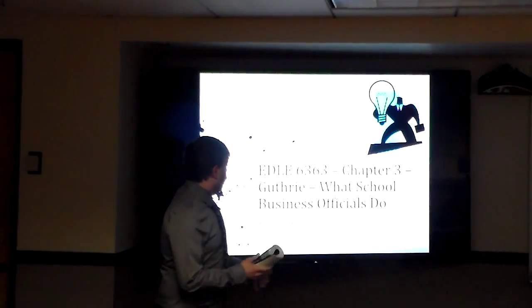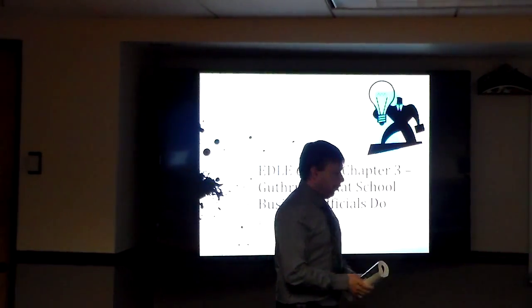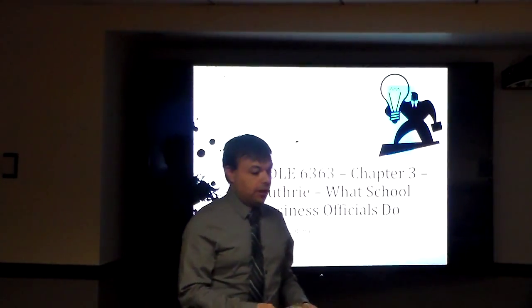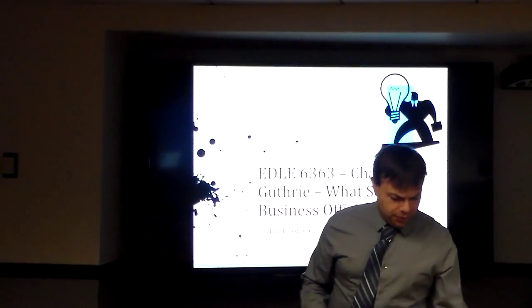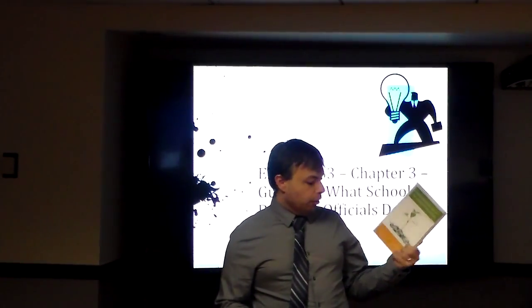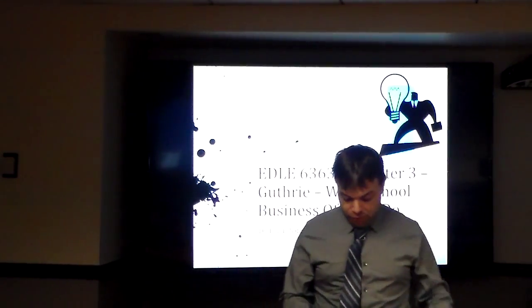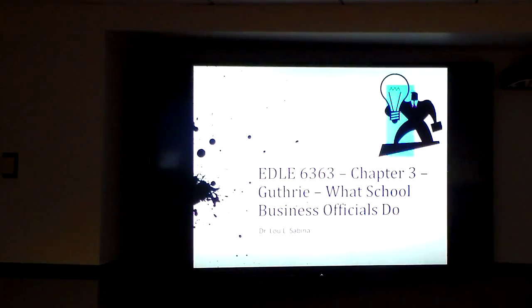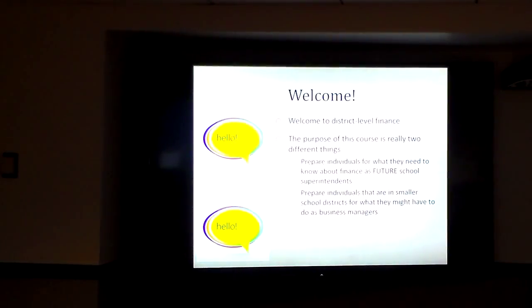Okay, so for the first week of class, we're going to be looking at Chapter 3 in the Guthrie textbook, and then we're going to be looking at some of the other chapters in the Brimley, Verstegen, and Poston textbook. So the first part of this class is what school business officials do.